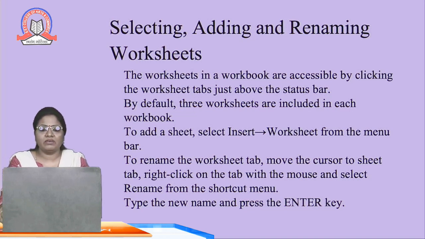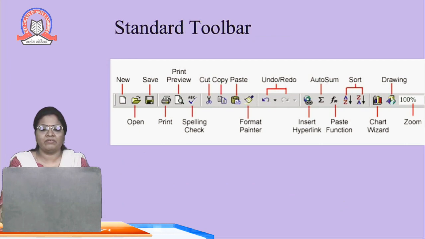To rename the worksheet tab, move the cursor to the sheet tab, right click on the tab with the mouse and select Rename from the shortcut menu. Type the new name and press the Enter key. It will be renamed. So selecting, adding and renaming we have seen.